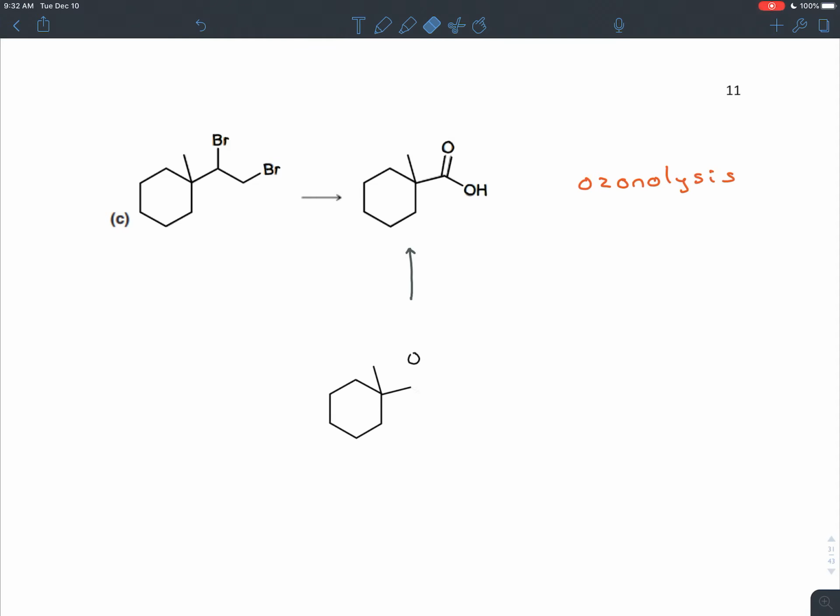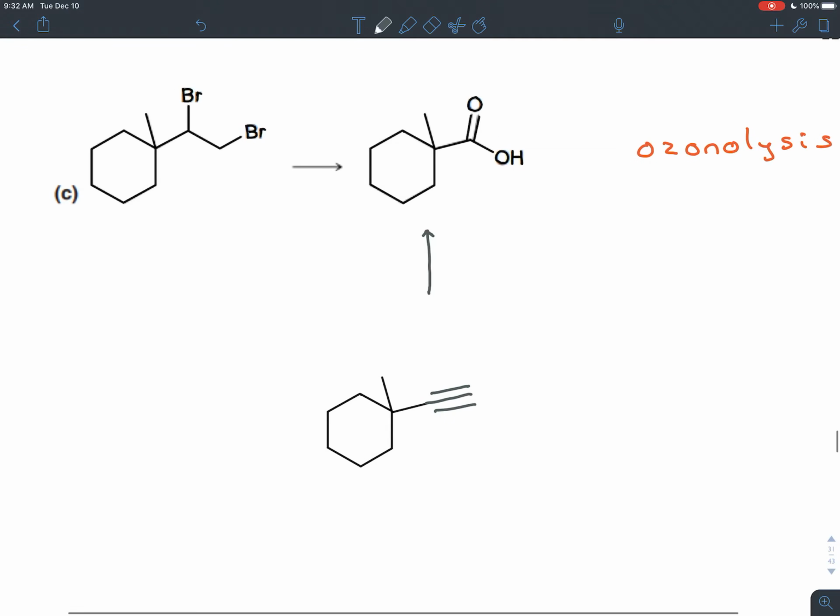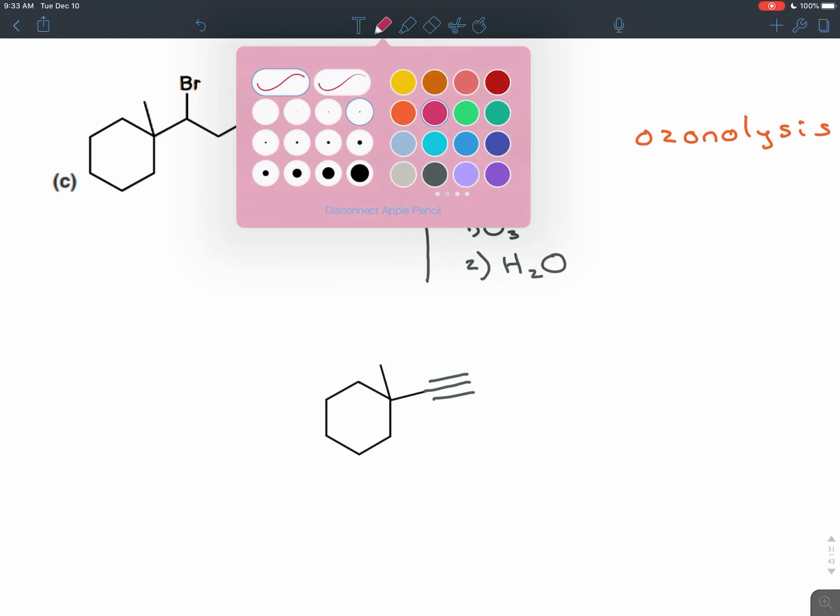If, instead of the double bond to the oxygen, we had a triple bond between two carbons. So if we had that, and you do an ozonolysis on an alkyne, the recipe for that is always ozone in the first step. For an alkyne, it's H2O in the second step. Compare that with an alkene. If you do ozonolysis on an alkene, it's ozone followed by DMS. So for an alkyne, you use water in the second step.